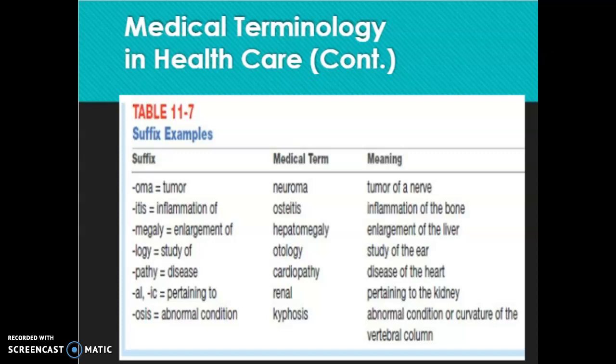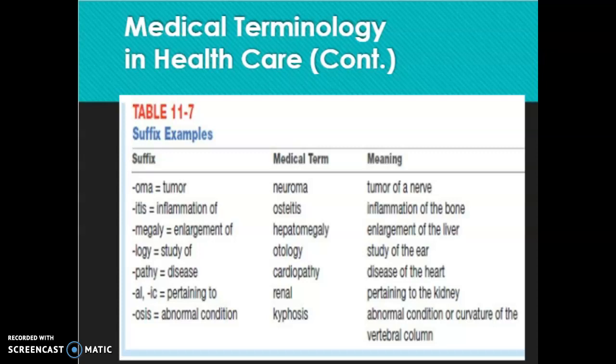Logy is study of. So otology is the study of the ear. Pathy, like in pathology, could mean disease. So cardiopathy is a disease of the heart. AL or IC pertains to renal, so it pertains to the kidney because it has the ren at the beginning and then the AL. So ren, we just said in a previous slide, meant kidney. AL, pertaining to. An osis, or abnormal condition, like kyphosis, is an abnormal curvature of the spine.